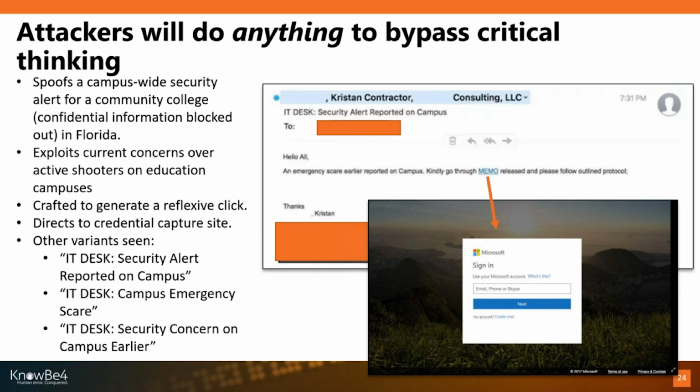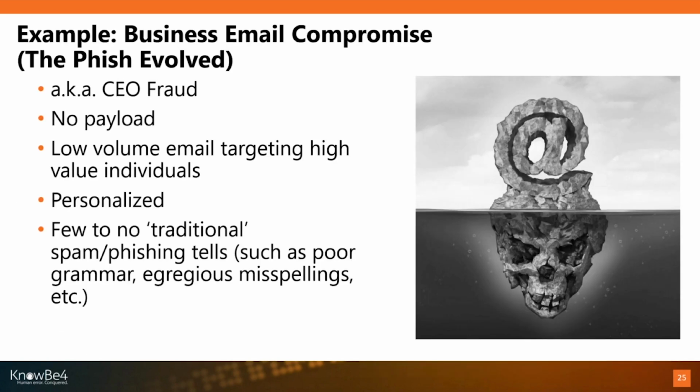But they're getting better and better at this. Credentials are a prime target of the attackers. They can do a lot once they're in there with that. So another kind of attack that uses this a lot is business email compromise.